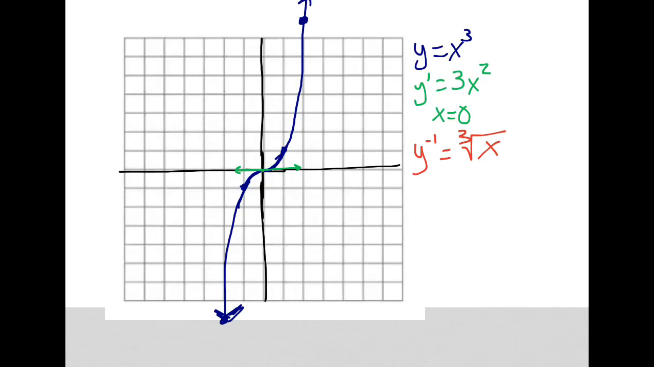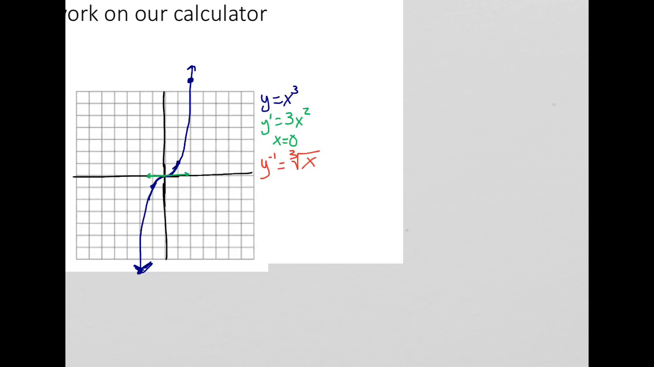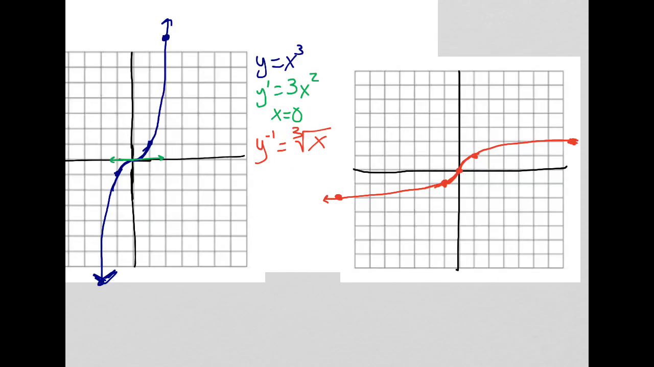If that blue function is x cubed, then I can draw the inverse function by swapping all my x and y points. So remember the key idea of inverses: you can swap the x and y values. So if the blue function is x cubed, this red function is the cube root of x. And think about that tangent line at the x value of 0 then.